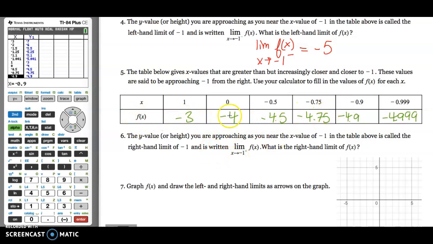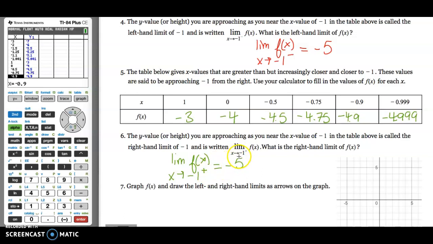All right, so now if we talk about these values, what does it look like my function is approaching as my x approaches -1 from the right-hand side? Well, it looks like I'm still approaching -5. I'm going to have negative values that are getting closer and closer to -5. So now I'm going to rewrite that using proper notation. The limit of f of x as x approaches -1 from the right-hand side, that's what the little plus means up in the corner, is also -5.